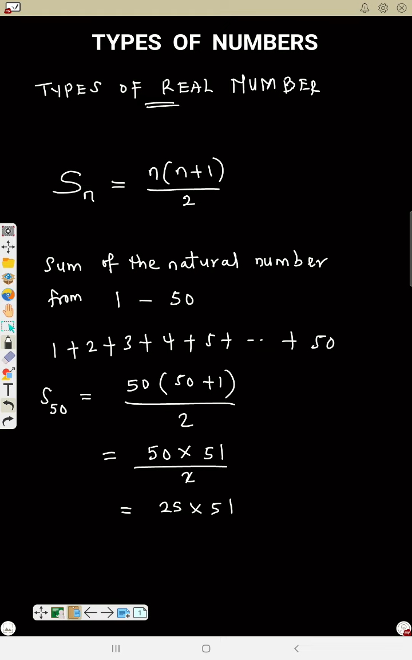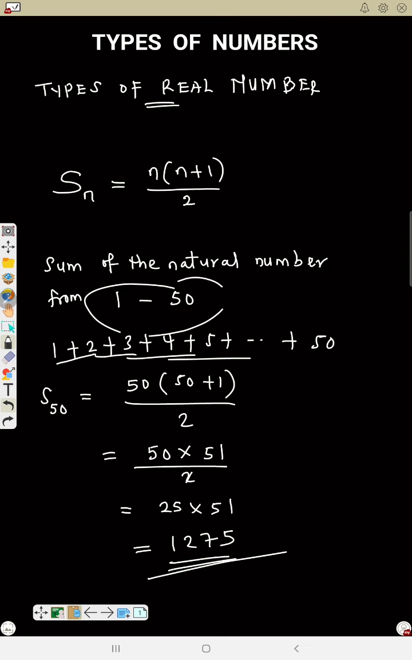If you press your calculator, what are you going to get? That is 51 times 25. I'll be teaching a short method of multiplication later. So it is 1275. That means the sum of the first 50 natural numbers, that is 1 to 50, is 1275. If you add 1 plus 2 plus 3 plus 4 plus 5 and continue like that up to 50, the answer will be 1275. So that is the sum of the first n natural numbers.